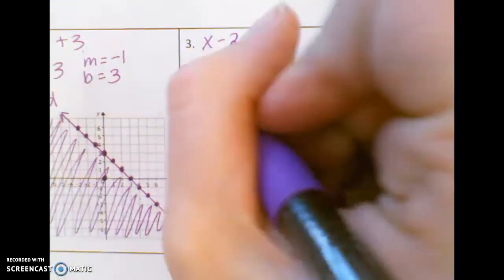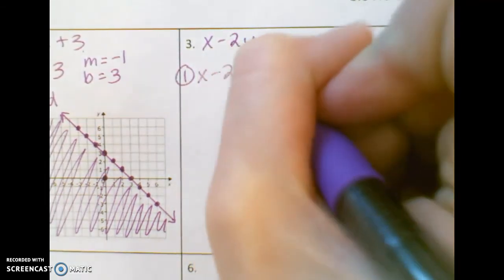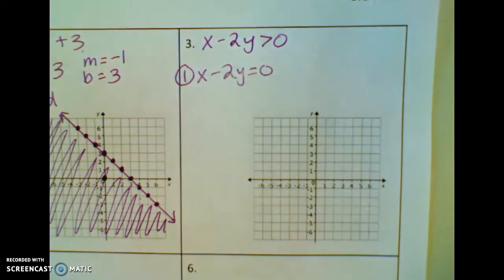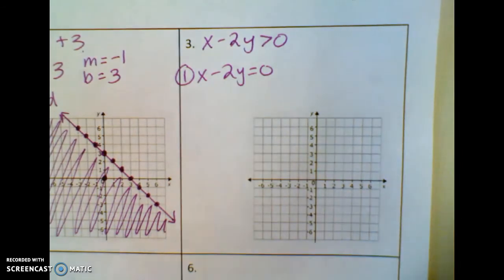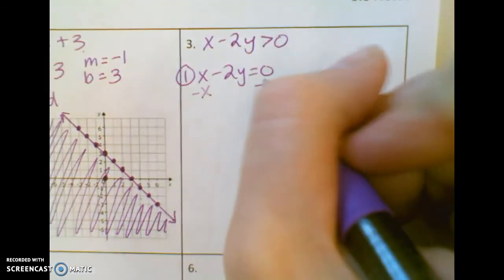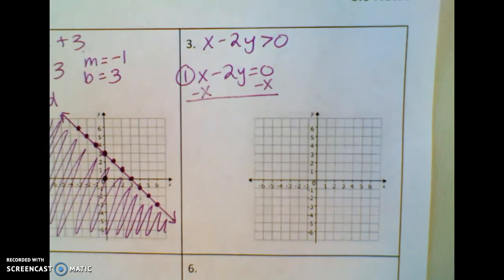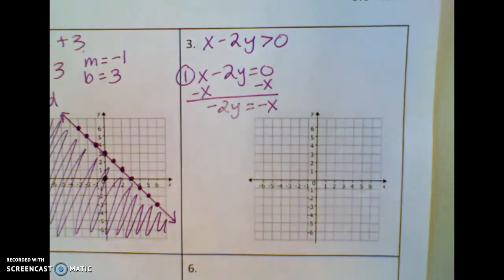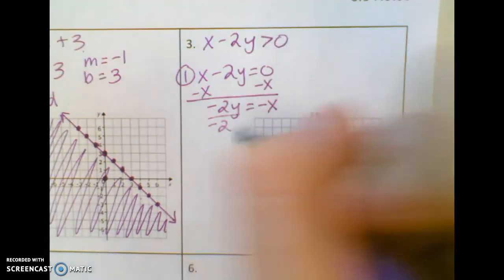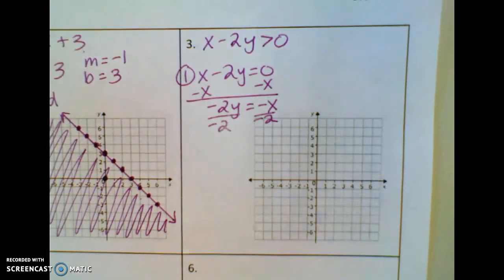Step 1 says turn this into an equation. And on our step 1, earlier, we talked about how when we graph the equation, it's easiest if we use slope-intercept form. So that means we want to get y by itself. So to do that, we need to get rid of the x, so we'll subtract x on both sides. And that gives us negative 2y equals negative x. Y is not quite by itself yet, so we want to divide both sides by negative 2.